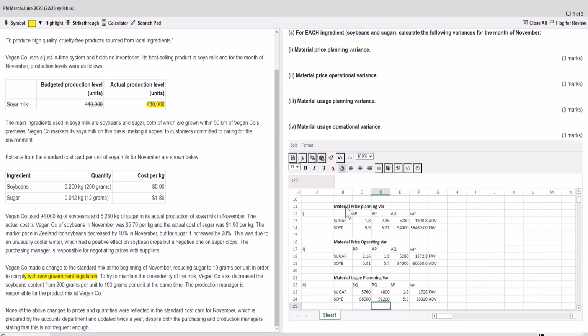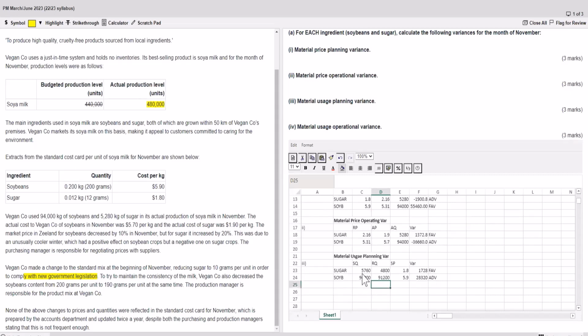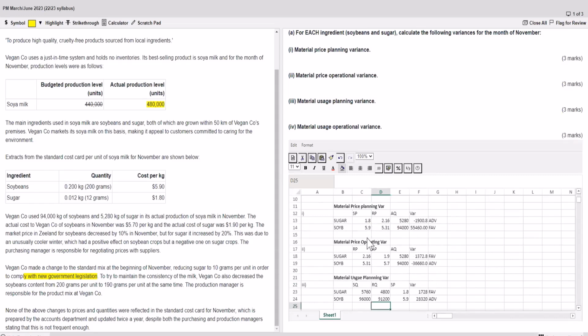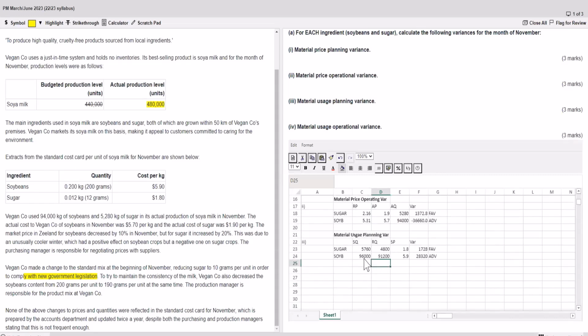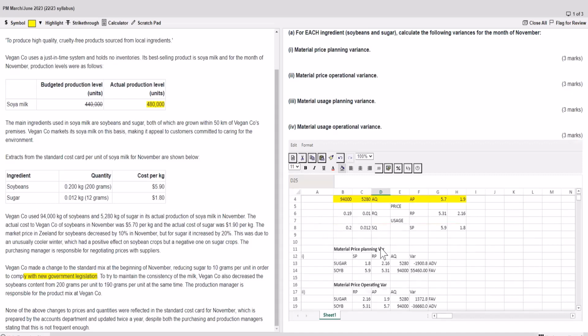Now, you know you've got to have a bit of a sanity check here. Look, the actual quantity is 5280. If you're getting something for the standards dramatically different from 5280, then you've done it wrong, haven't you? Again, with the soybeans, that's 96,000 and 91,200. It's similar to the actual quantity. If you're getting something vastly different, you've done something wrong and you need to be clearer, okay? You need to go back and check it. So the rule is actual production times by the standard, the revised and the standard.